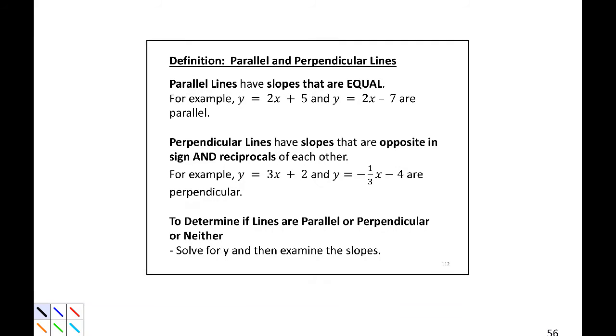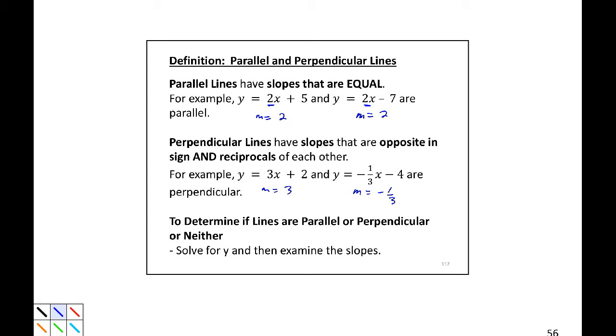The last topic we need to cover is parallel and perpendicular lines. Parallel lines have slopes that are equal. If you notice, these two lines have a slope of 2. They have the same slope. Perpendicular lines have slopes that are opposites in sign, and the reciprocals of each other. So 3 versus negative 1/3.